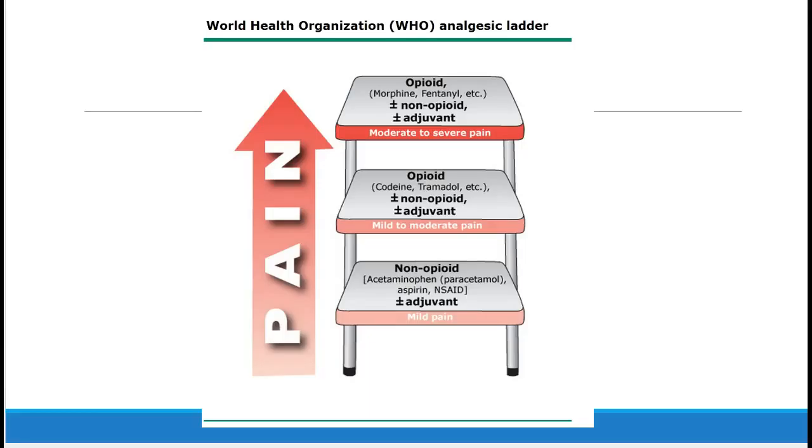Now, sometimes pain is severe enough where you can't really get around opioids. So it's kind of a double-edged sword where we don't necessarily want to use opioids, but a lot of times we have to because there isn't really another option.